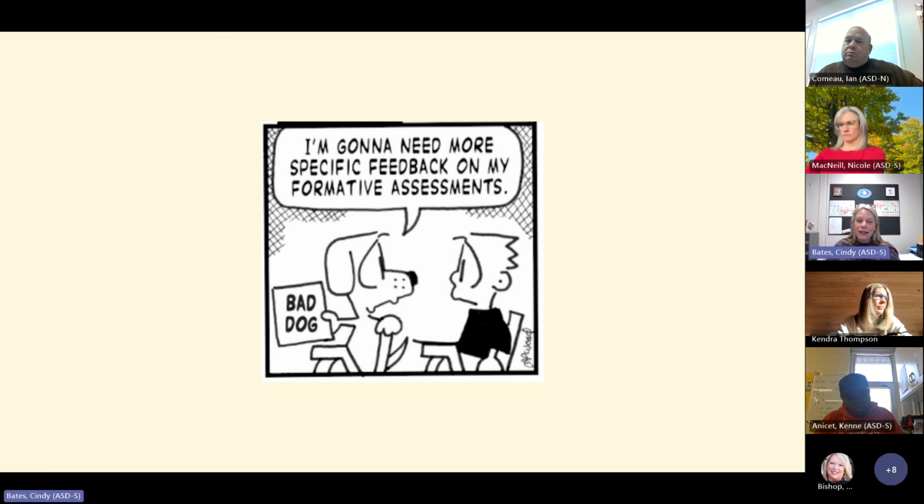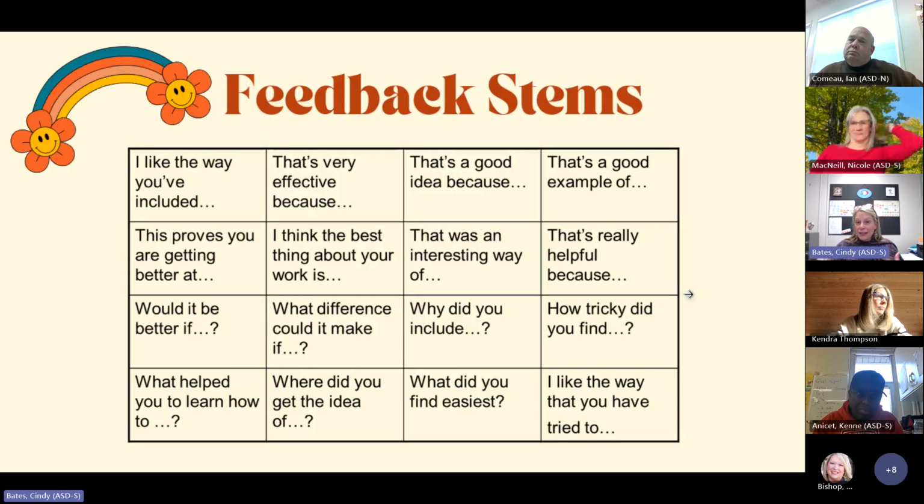So just in the way that you did a great job is really not good feedback, just like this cartoon, so you do need to be specific. It's very important. Here are a few feedback stems. And again, this will be provided in your packet. And just a few of these that you can use. You don't always have to kind of look the same way.